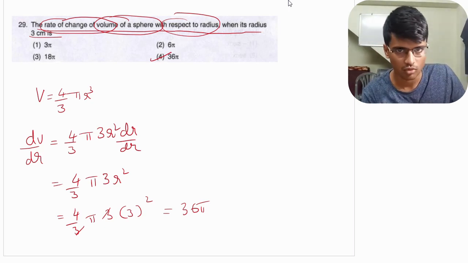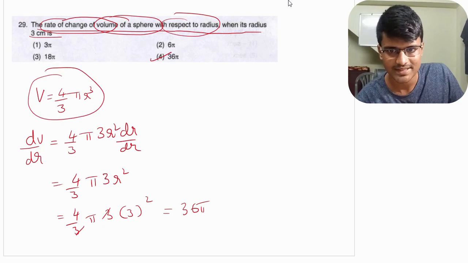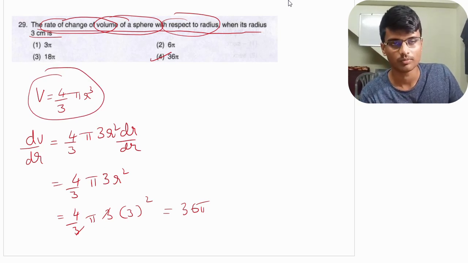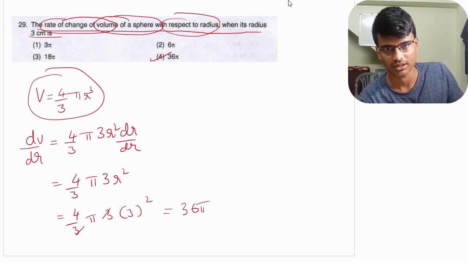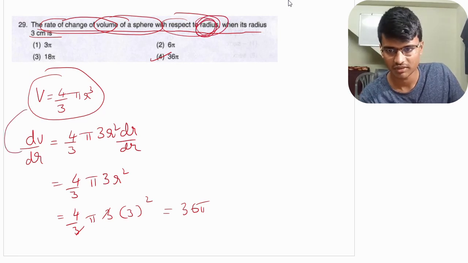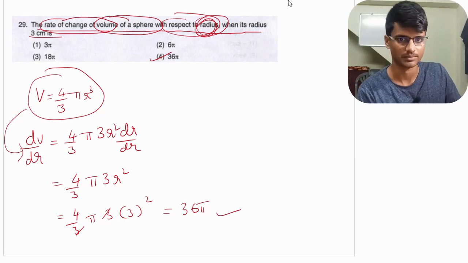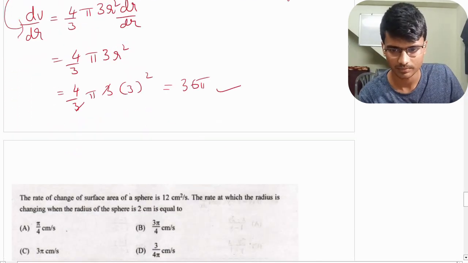So first look for what they are talking about. They are talking about the volume of a sphere. Then see with respect to what we need to differentiate. Here we need to differentiate it with respect to radius, and we find our answer. So this is how you approach this kind of question. So we'll see one more question.